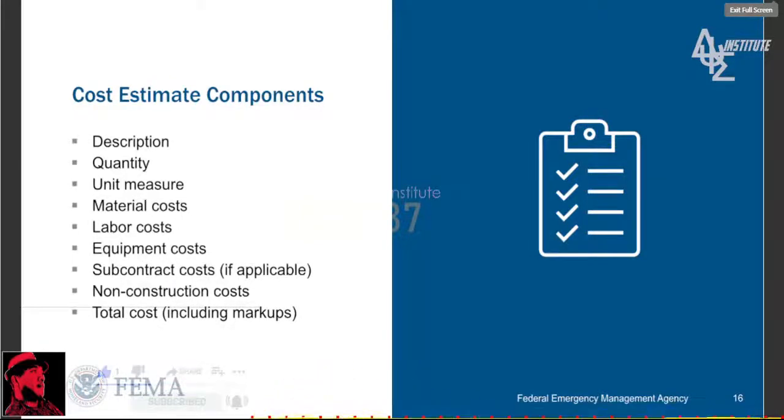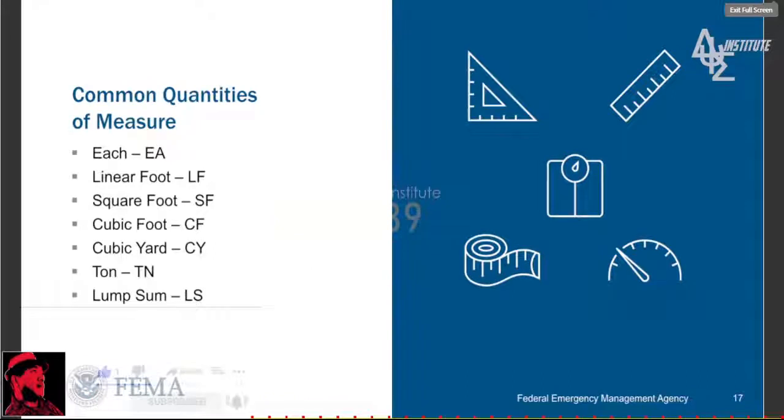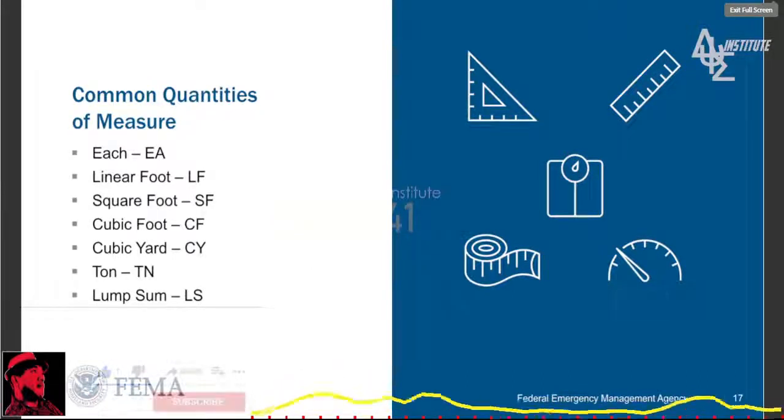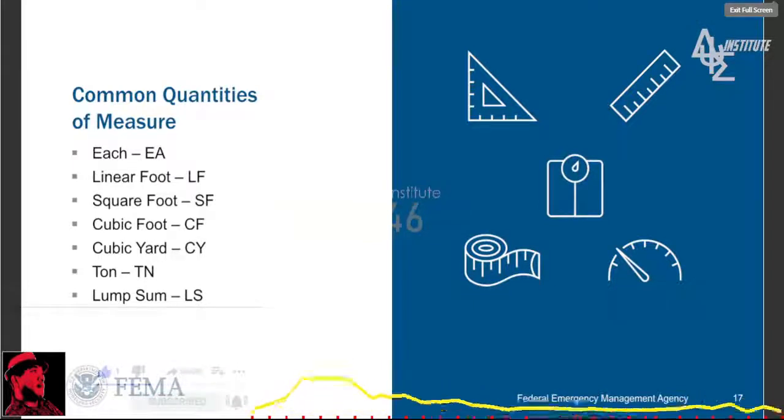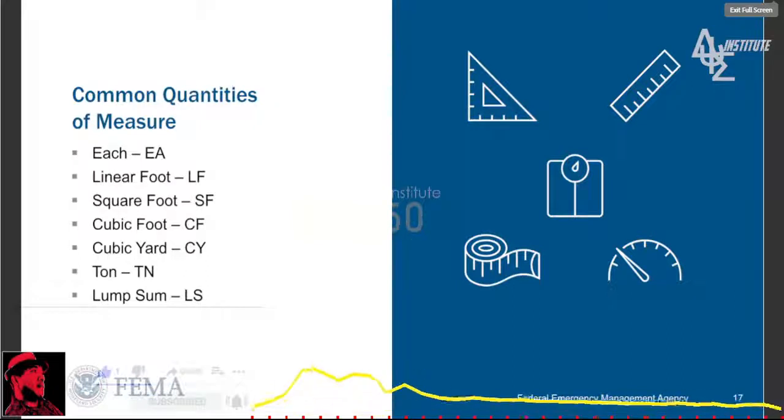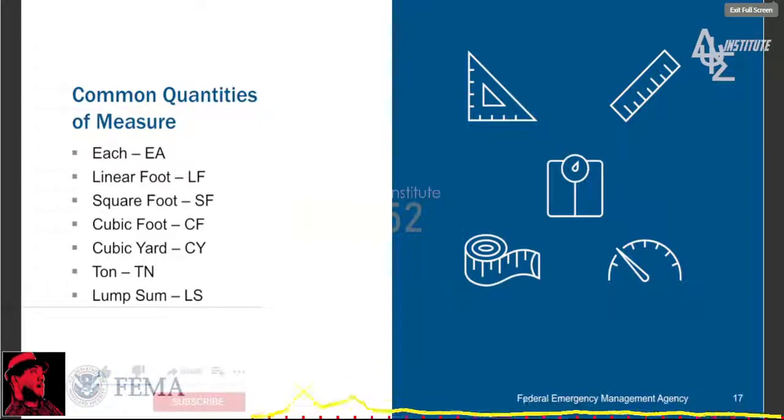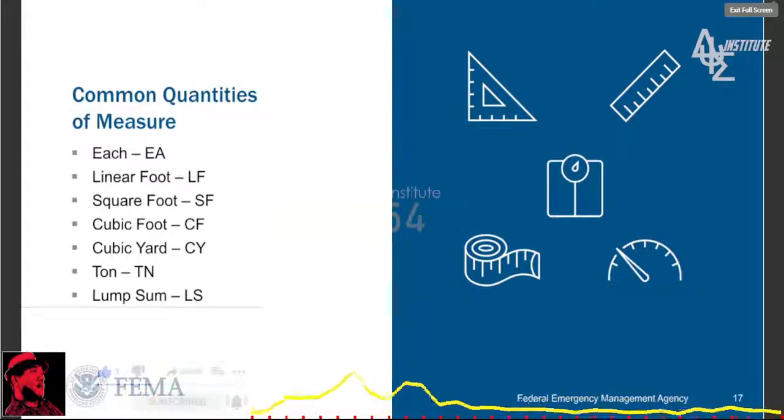Next slide, please. Thank you. Cost estimates are commonly presented as line items with quantities of measurements presented here. While these are the most common, other quantities of measurements can be used. A lump sum in a cost estimate must be analyzed, as we will discuss in the next slide.